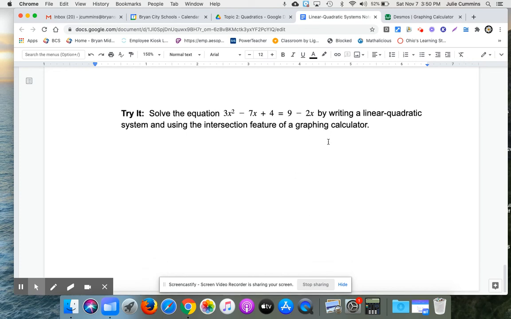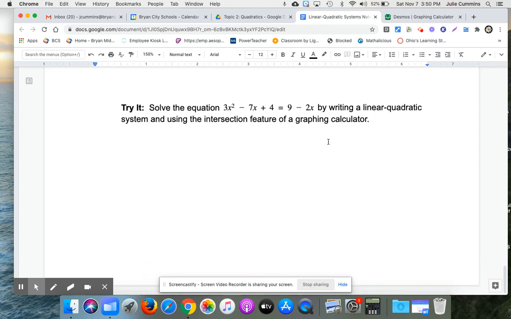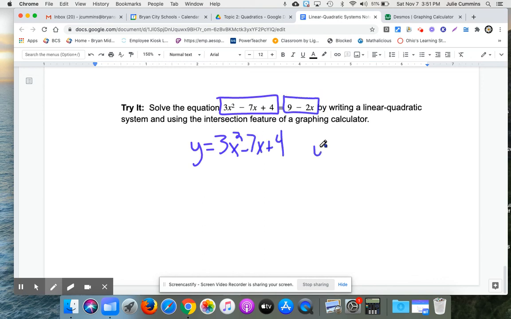All right, we'll try the last one here. We're going to do the exact same thing on this try it. If you want to pause me and try it on your own and then come back and check your answer, totally fine. We're going to solve this by writing a system, linear quadratic. So first, you're going to do the quadratic side. You're going to put this in Desmos. That's going to give you a parabola. And then you're going to put this side in Desmos. And you're going to see where they intersect. And those are going to be your solutions.